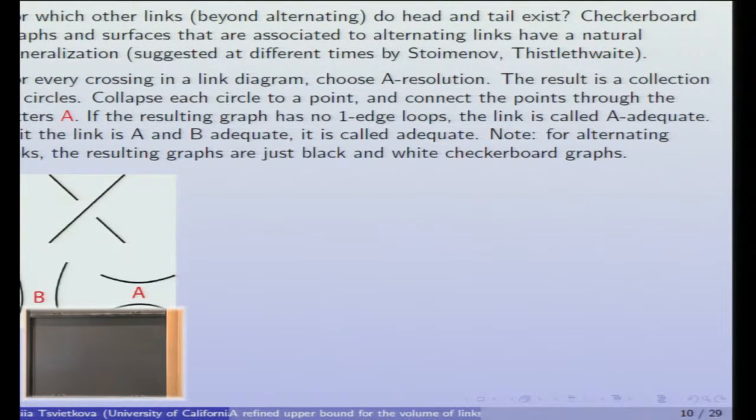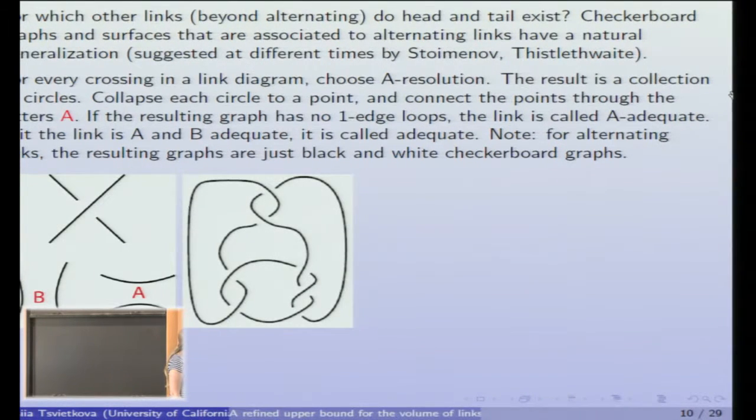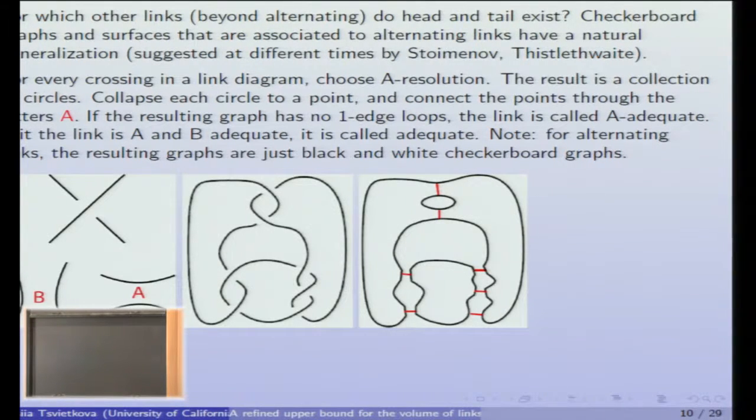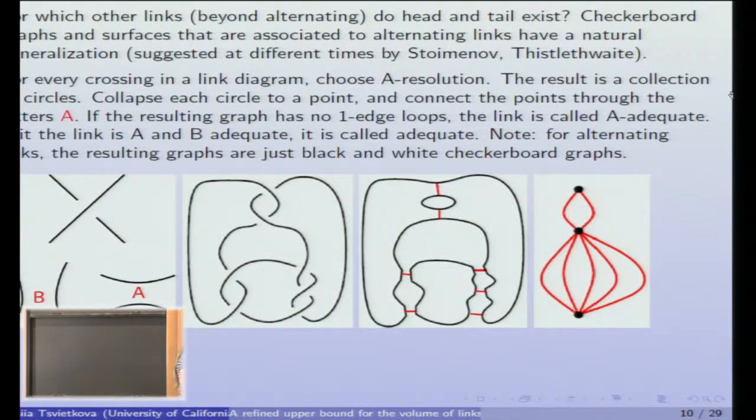For every crossing in the link diagram, we take something called the A resolution or the B resolution, respectively. And after you've done it, you have something like a set of circles, right? And this picture, by the way, is due to Jessica, who graciously allowed me to use it. These are called A-state circles, and we can connect them through edges labeled A, so that's where we did the A resolution, and then we have what's called the A graph, and if the A graph has no one-edge loops, the link is called A-adequate. If you do the same for the B resolution and you get the B state graph, which has no one-edge loops, then your link is called B-adequate. If it's both A- and B-adequate, it's called adequate.